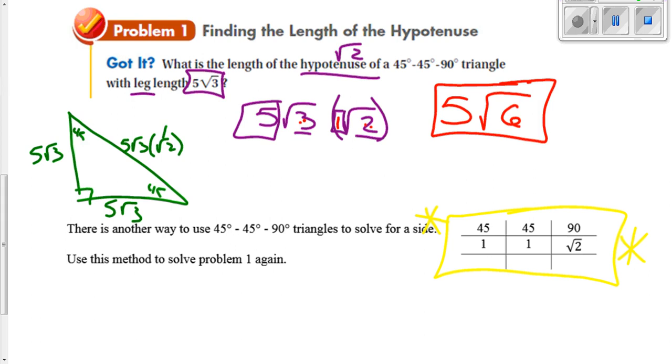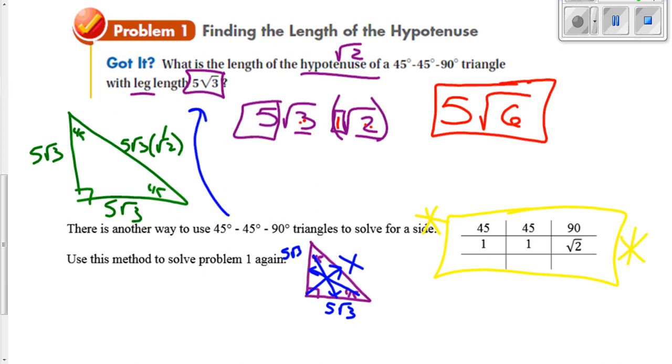So if I'm taking a look at my diagram, go ahead and draw a quick triangle again. 90. Here's my 45 and my 45. Going back to my problem, we're still doing the same problem. My legs are 5 radical 3. So across from my 45-degree angle is a 5 radical 3. Across from this 45-degree angle is 5 radical 3. Across from the 90, we don't know, so I'm going to put an x for right now. That's what I'm trying to find. So now I'm just going to fill in the chart.